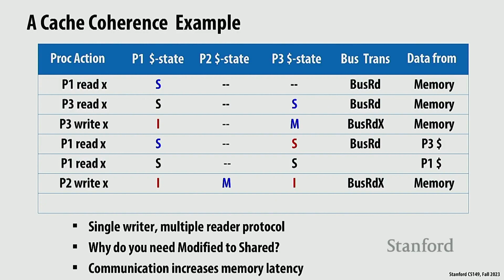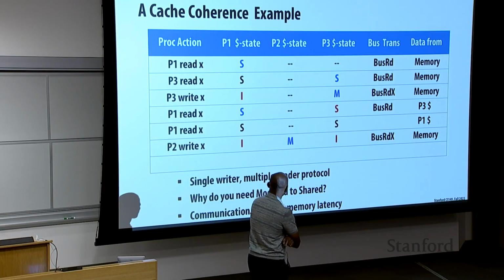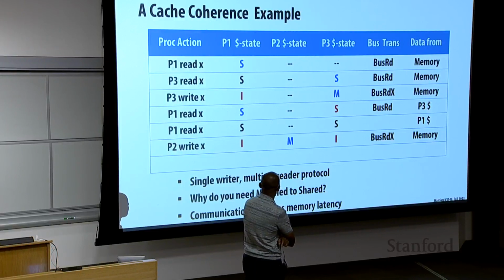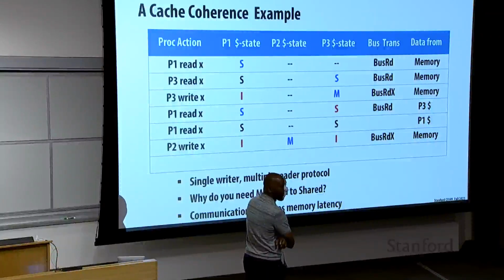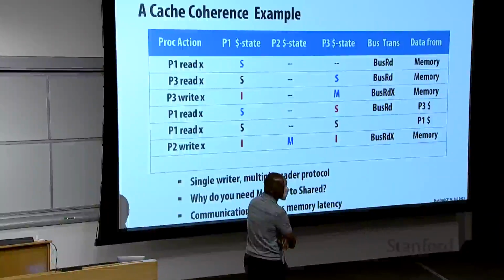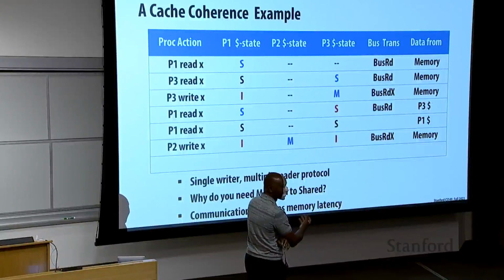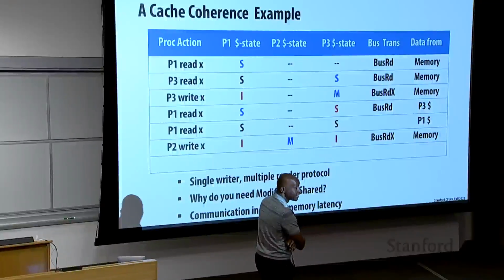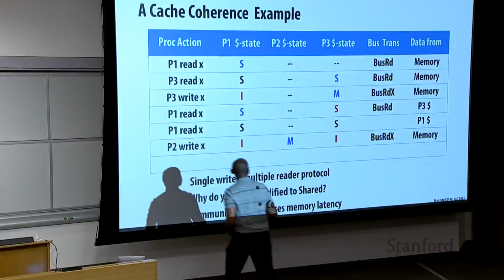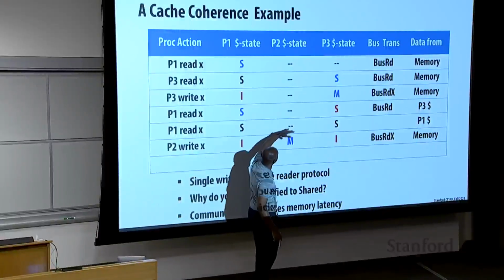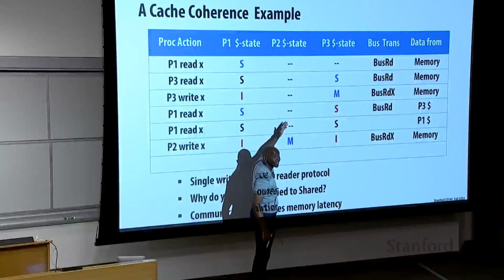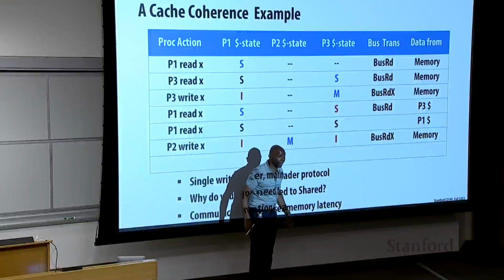Is there functionally any difference between invalid and just a dash? Well, a dash says we never saw it at all. Right. But functionally, as far as the processor accessing the cache line, it's the same thing. So essentially, if it was a dash, then it would be a cold miss, as opposed to, hey, it got invalidated.